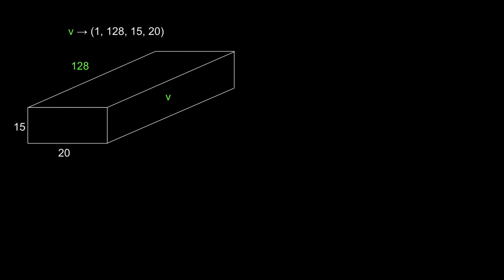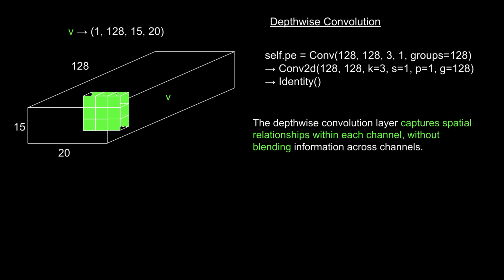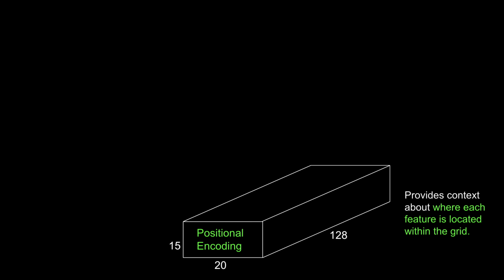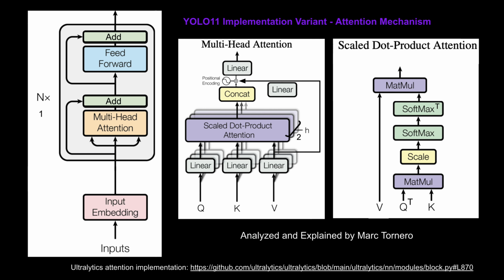So what we'll do next is use the V tensor as the input to a depth-wise convolution layer. The depth-wise convolution ensures that each of the 128 input channels is processed by its own filter, capturing localized spatial patterns within each channel without blending information across channels. After the depth-wise convolution, the identity layer performs no mathematical transformation. It simply passes the output of the convolution unchanged, serving as a placeholder to maintain modularity within the convolution class. The result is a positional encoding tensor with the same dimensions as V, but it provides additional context about where each feature is located within the grid.